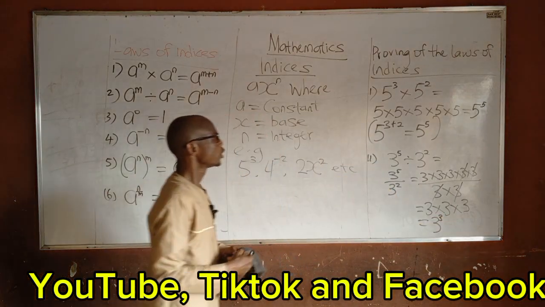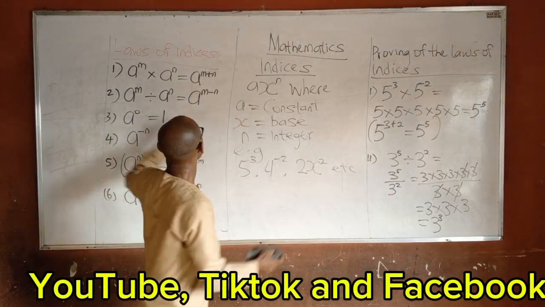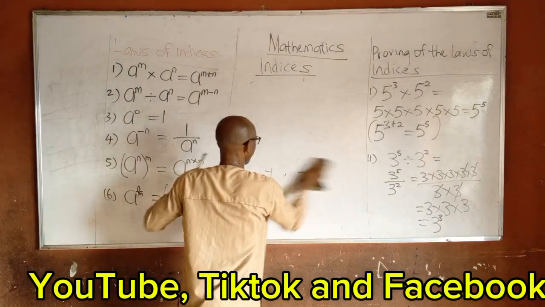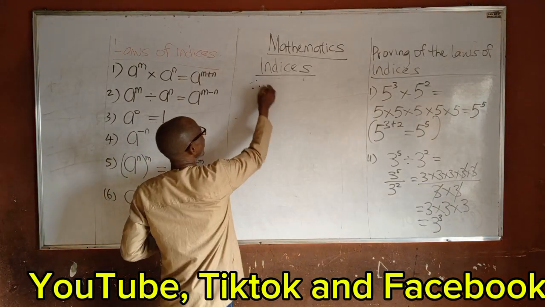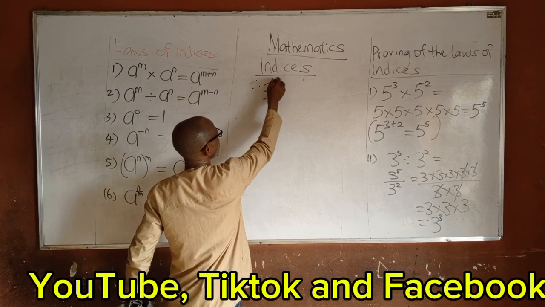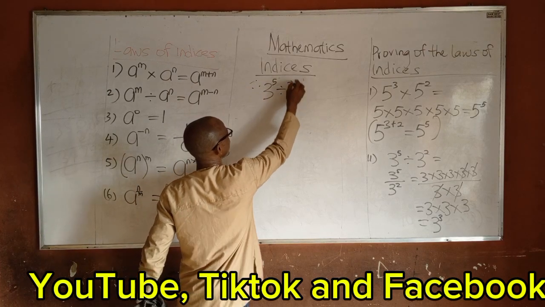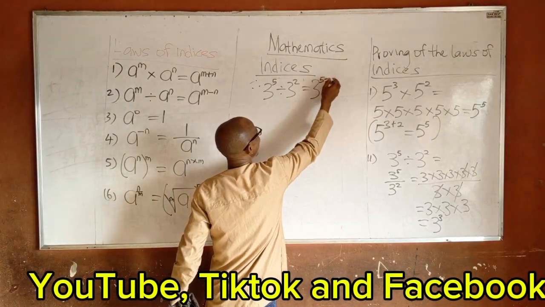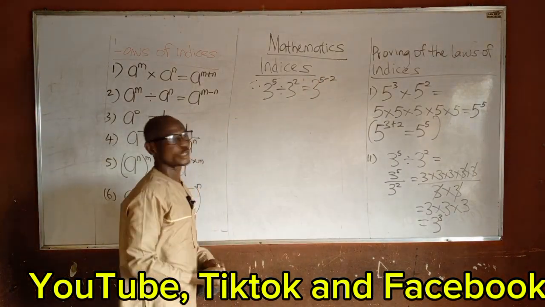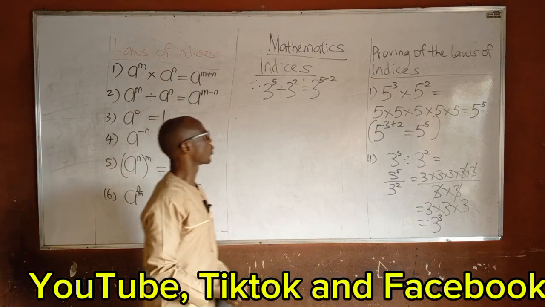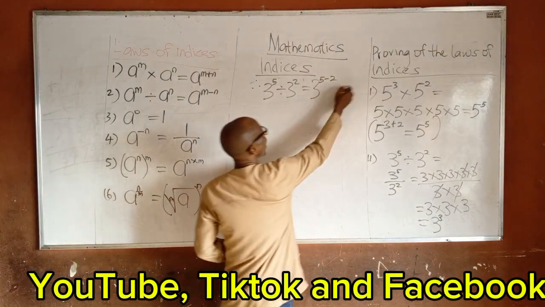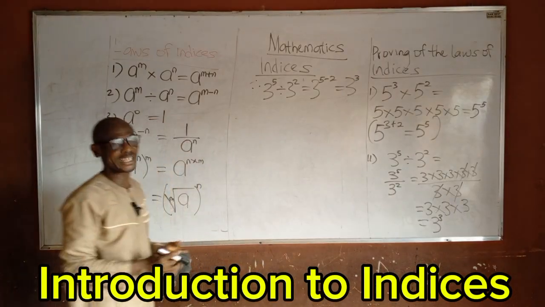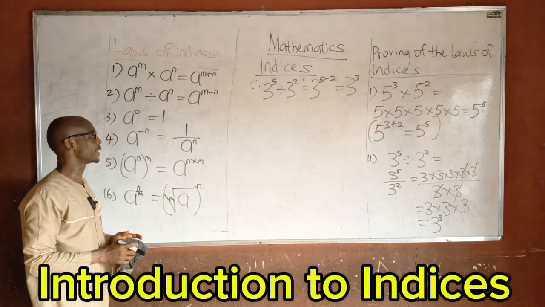3. You can see that this corresponds with what we have said in the law of indices, where we say 3 raised to power 5 divided by 3 raised to power 2. This means 3 raised to power 5 minus 2. So 5 minus 2 will give us 3. So our answer is 3 raised to power 3. So we can see that these laws are correct.